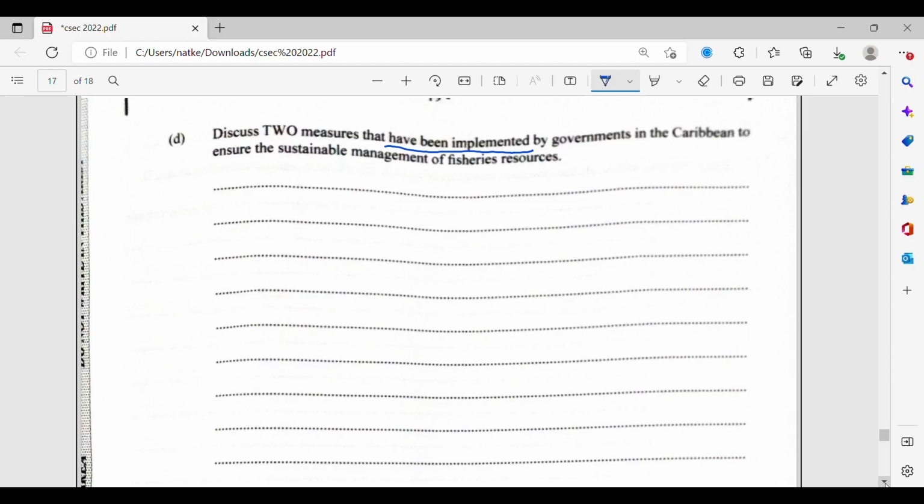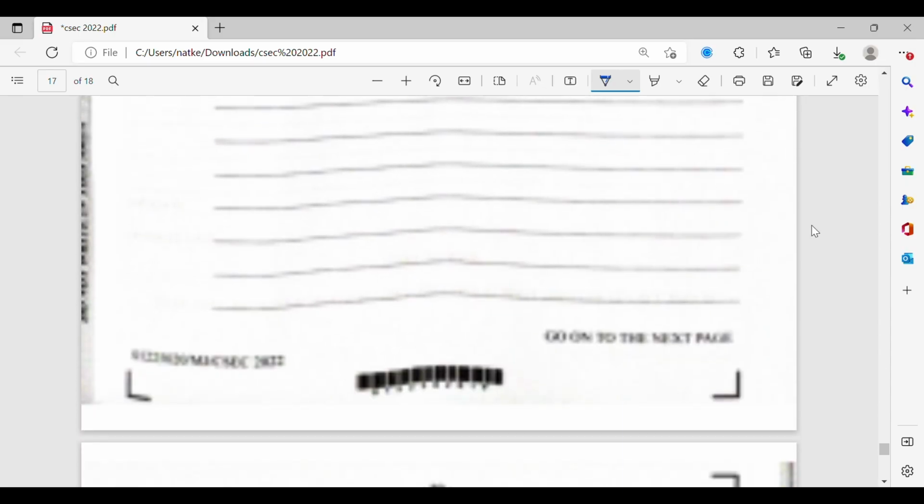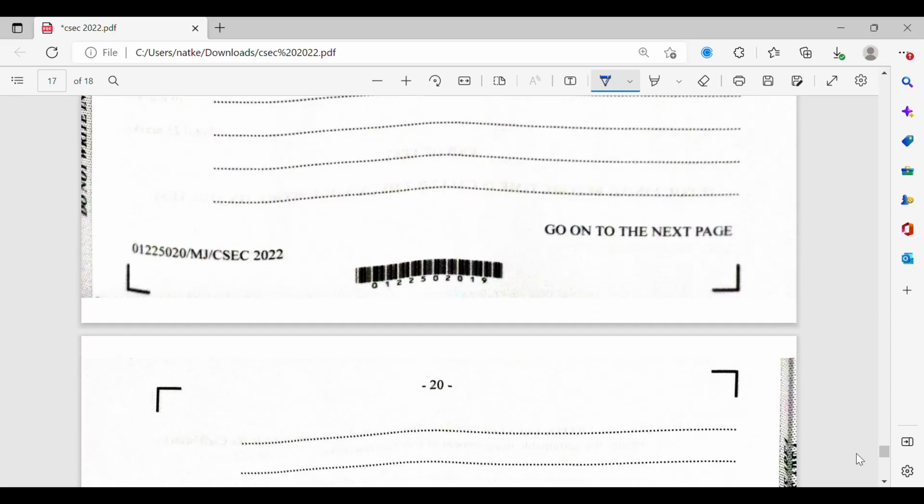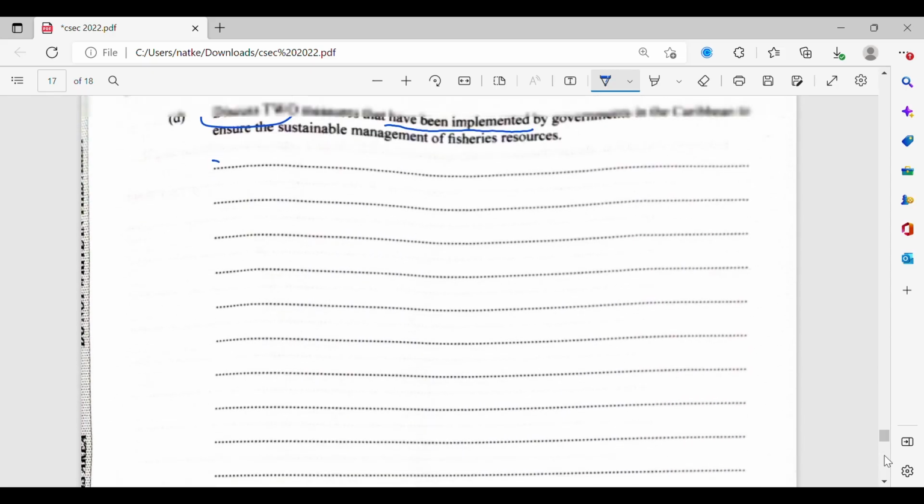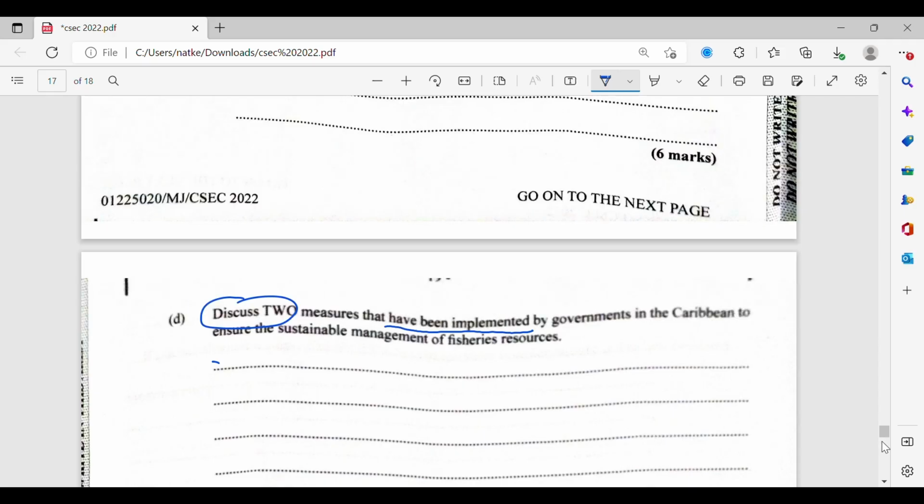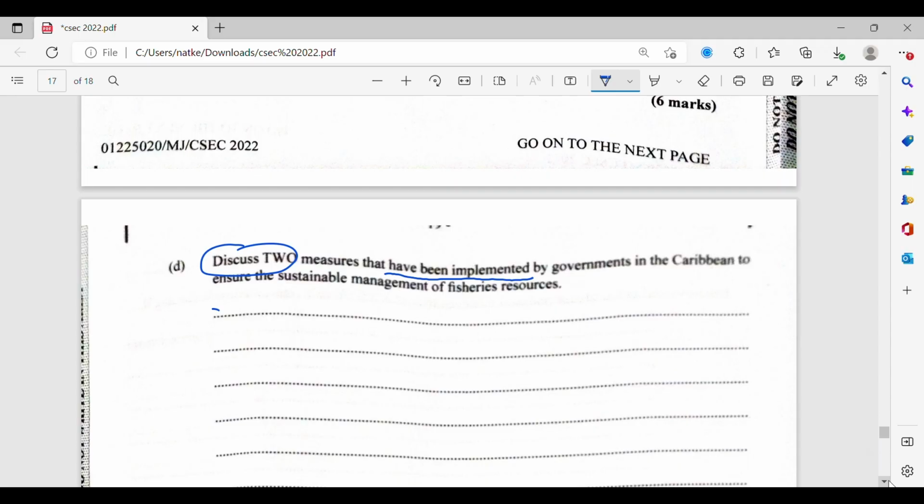So they're asking you now to discuss two measures that governments have used in the Caribbean to ensure sustainable management of the fisheries resource. Because they ask you to discuss, you want to give examples of the countries that would have done this. If you know specific names of specific places that have done this or have assisted with it, then you can go ahead and name those as well. Just make sure you're right.